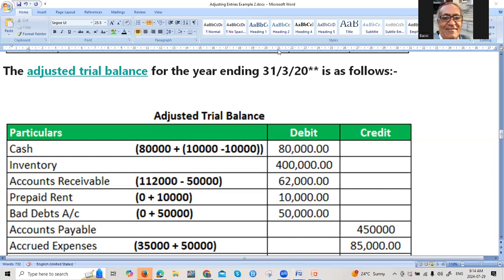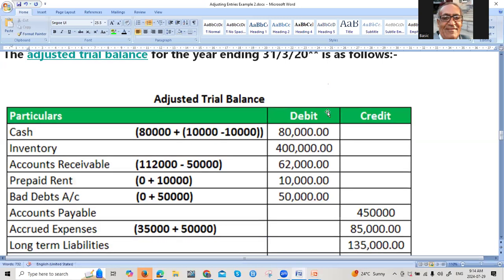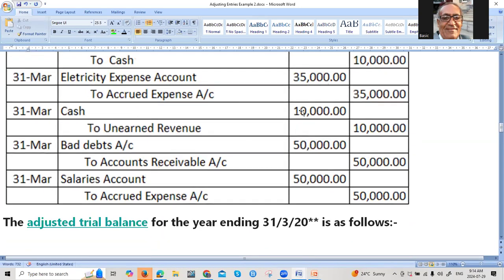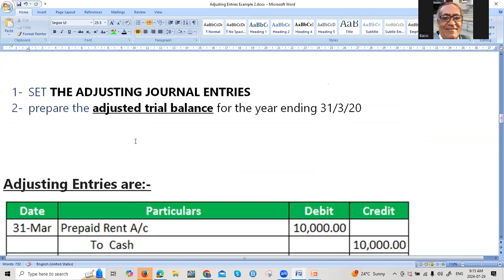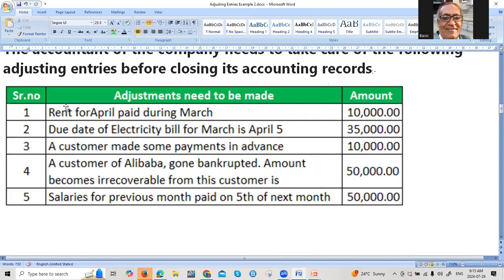Let's go now into the second part, which we need here. And the second transaction, which we need to know about this part: the due date of the electricity bill for March is April 5, 35,000. So the due date is April 5.